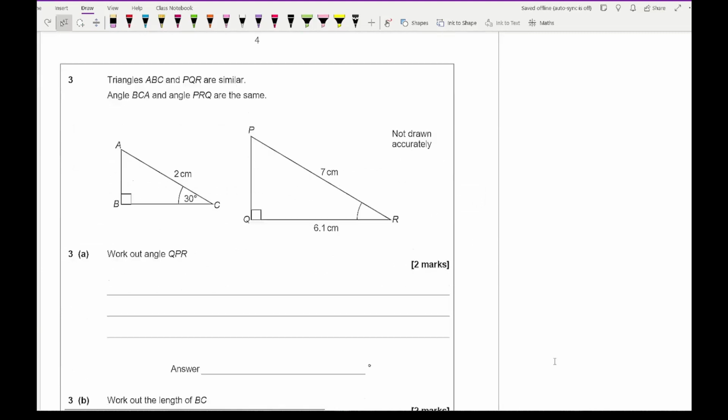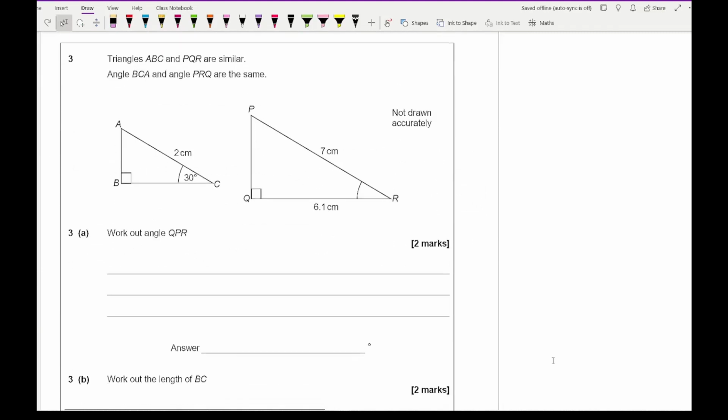Moving on to question 3, it says triangles ABC and PQR are similar. Angles BCA and PRQ are the same. And it says work out the angle of QPR. Now QPR is this angle here, so this angle here is going to be 30. So to work out this angle, all I've got to do is do 180 minus 30 minus 90, which gives me an answer of 60.